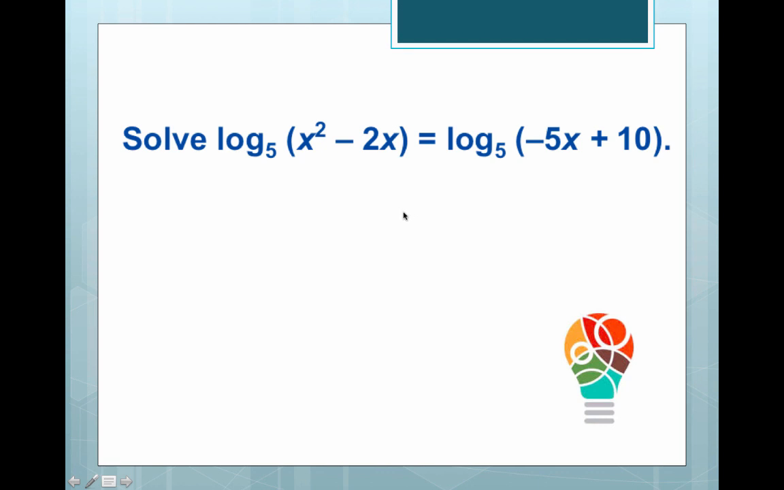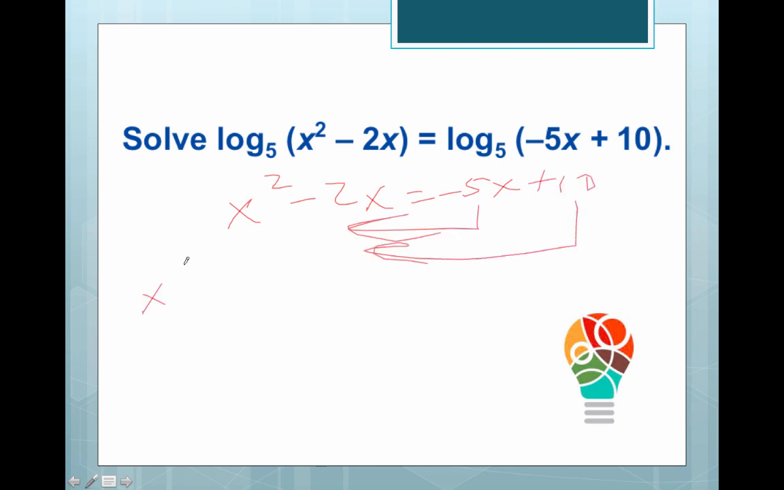Again, we're doing the same things, okay? We're dropping the logs on both sides, and then we are solving. X squared minus 2x equals negative 5x plus 10. Move it over, move it over. X squared plus 3x minus 10 equals 0.